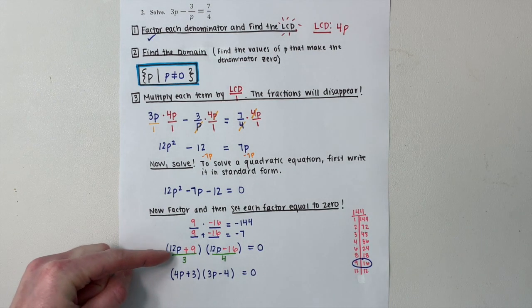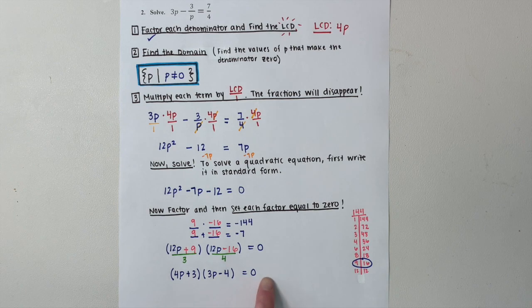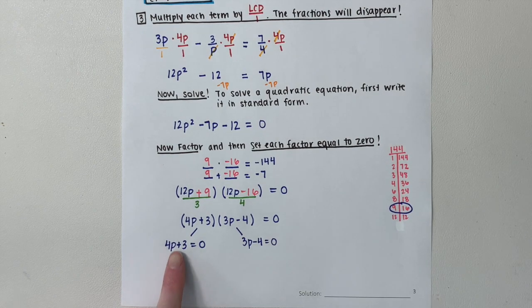Again, you might have used a different approach than I did here, and that's okay, but you should end up with this exact same factored form. Once you've factored, then we set each factor equal to 0. So let's set this factor, 4p plus 3, equal to 0, and we'll set this factor, 3p minus 4, equal to 0. Now I'm going to proceed to solve these two equations to get our final answer.